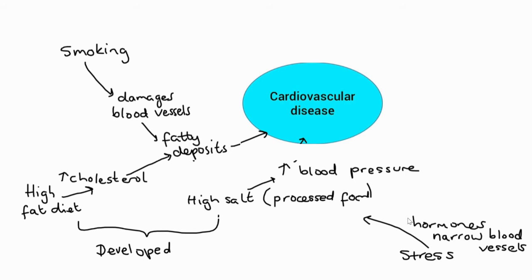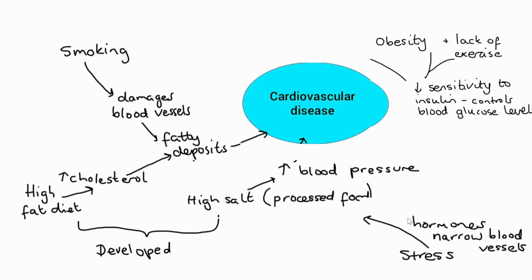If you have a poor diet, you could also develop obesity, and that's where you become severely overweight, and this can also be linked to a lack of exercise, and both these factors together lower sensitivity to insulin. Insulin is a hormone that is there to control blood glucose level. So when you lose the ability to control blood sugar levels, you have something called diabetes, and diabetes can be a risk factor for cardiovascular diseases.